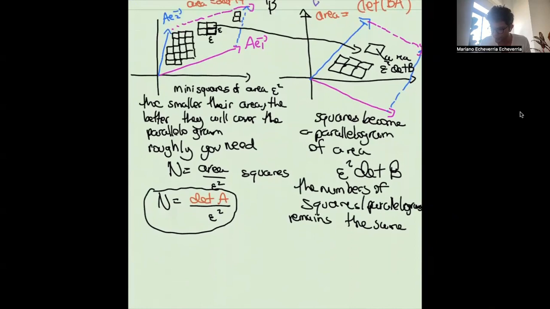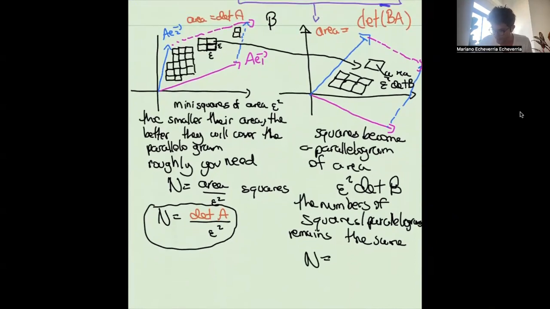But now how would you compute this number on this side? Oh, this number would be the total area divided by the area of each parallelogram. So it would be the total area, which is the determinant of V times A, divided by the area of each mini parallelogram that covers it up. So each mini parallelogram has area epsilon squared determinant of B.